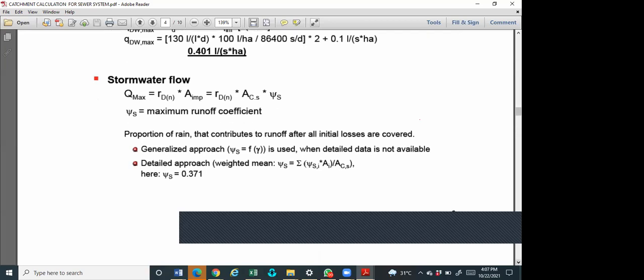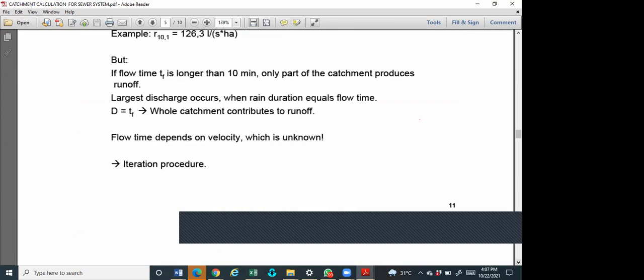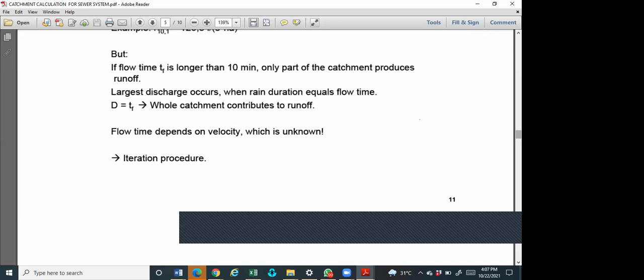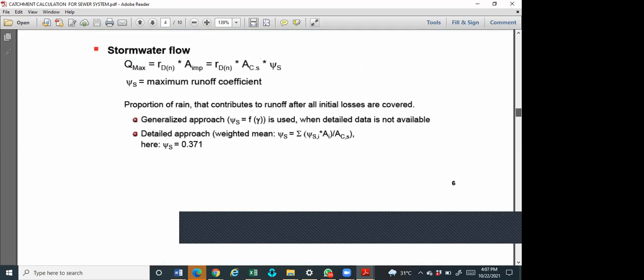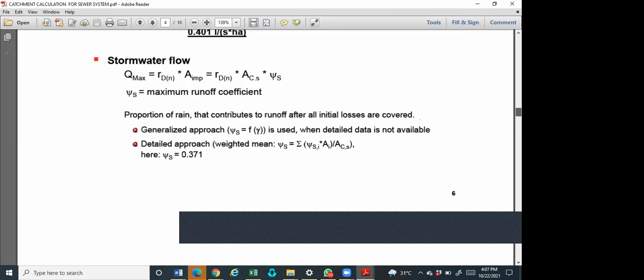So you now move over to storm. When it comes to storm, we said the formula for storm is now intensity times area. Remember our formula, the universal formula in fluid mechanics. Q is AV. Q is area times velocity.